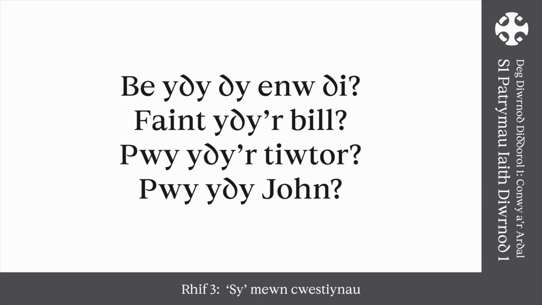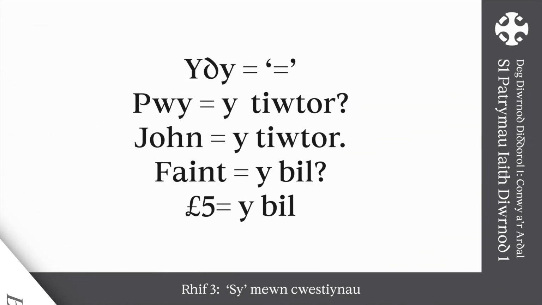Be, or beth, faint and pwy are usually followed by ydy. Be ydy dy enw di? Faint ydy'r bil? Pwy ydy'r tiwtor? Pwy ydy John? In the examples above, all of the words that follow ydy are definite or specific nouns. Your name, the bill, the tutor, John.